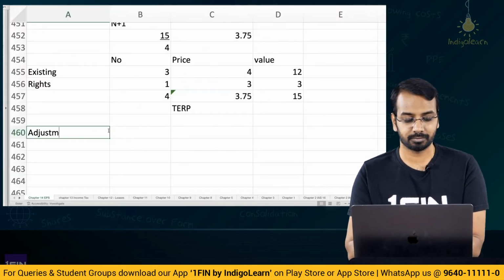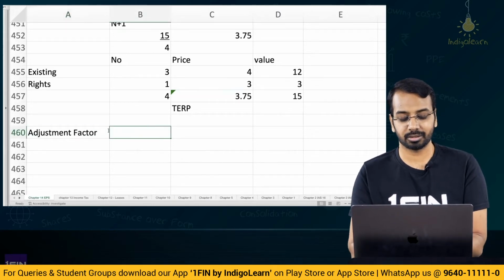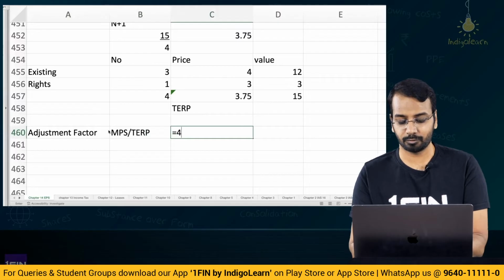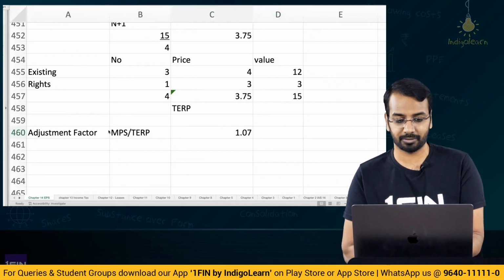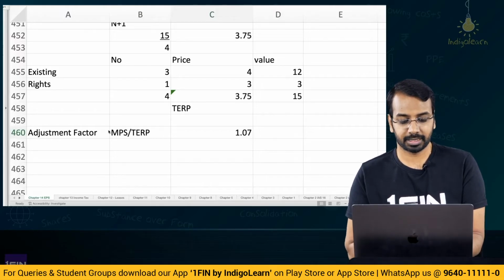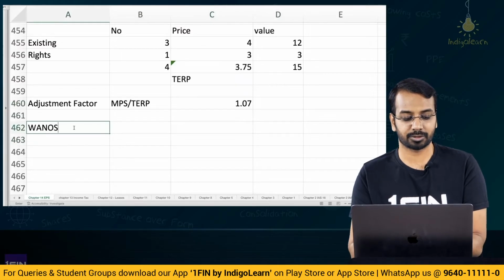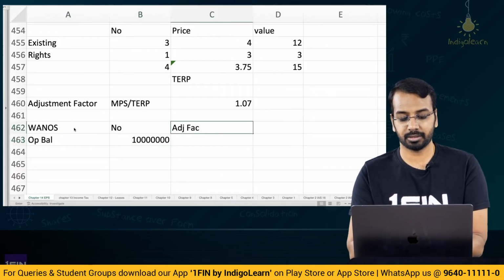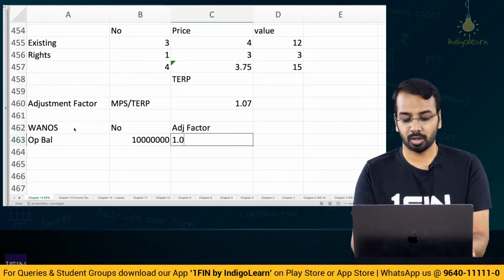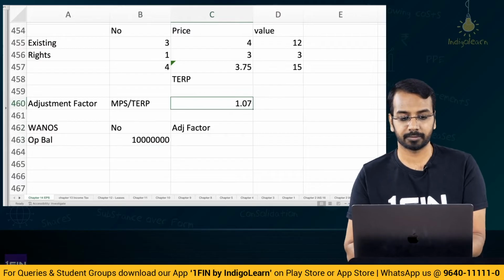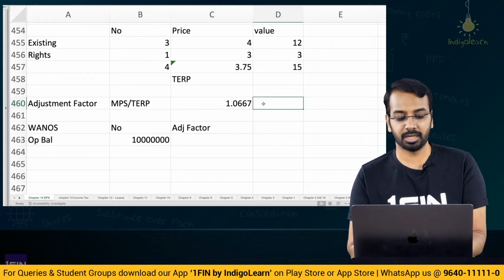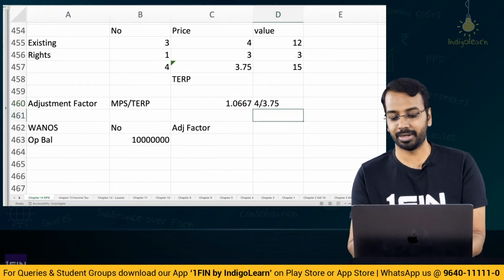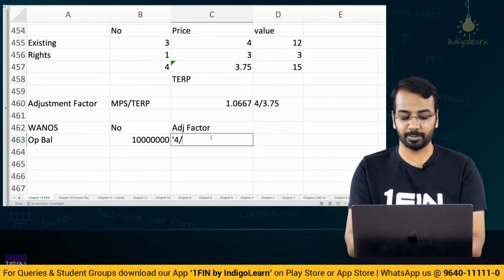Now what is the adjustment factor? Adjustment factor is your market price per share divided by TERP, which is 4 divided by 3.75, that is 1.07. Right. Now calculation of weighted average number of shares. Opening balance 10 million. Adjustment factor 1.07, or because here there is a lot of decimal involved, what you can do is actually, instead of doing this, you can do 4 divided by 3.75. This is a better way to do it. Okay, so adjustment factor is 4 divided by 3.75.